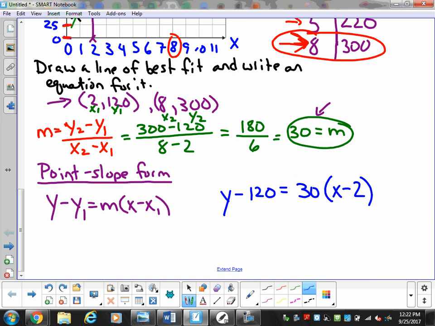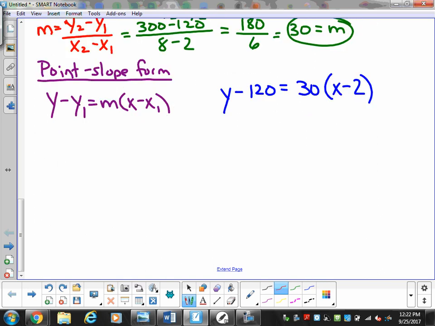The assignment tomorrow is going to ask you to put it into slope intercept form. So to do that, all you need to do is solve for y. And so the first thing, we did this about a week and a half ago maybe, is distribute to get rid of those parentheses. I do 30 times x is 30x, then 30 times the minus 2 is a minus 60.